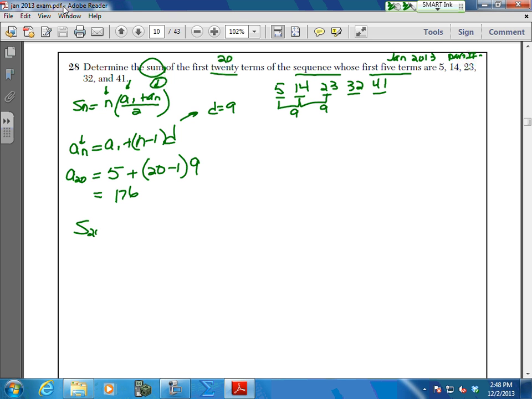For the sum of your first 20, you know n is 20. Your first entry is 5. Your last one is 176. Divide this by 2. And when you work this out, there's your sum. Now, should you forget all this, my advice is just continue your pattern.